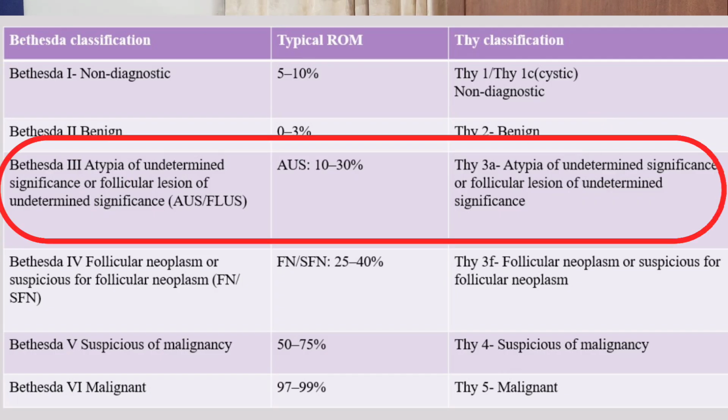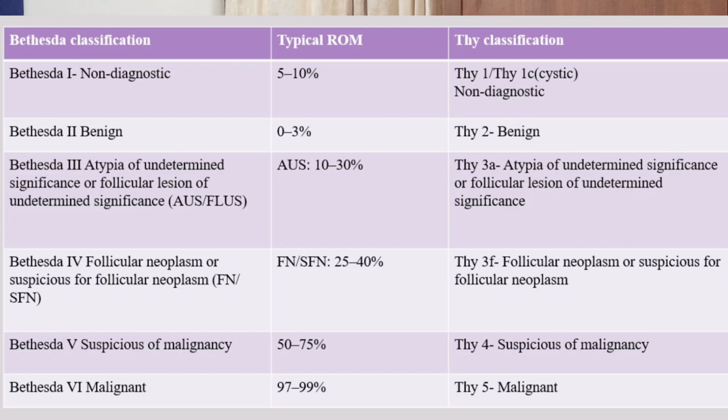Bethesda class 3, repeat FNAC or molecular testing if available. If repeat comes out to be class 3 and T3 more than 10 mm, re-evaluate within 1 year. If T4 or T5 more than 10 mm, surgery or active surveillance is required, and class 4 and 5 we recommend surgery. This was all about the video. Thank you.